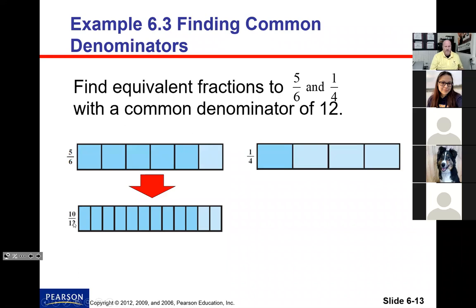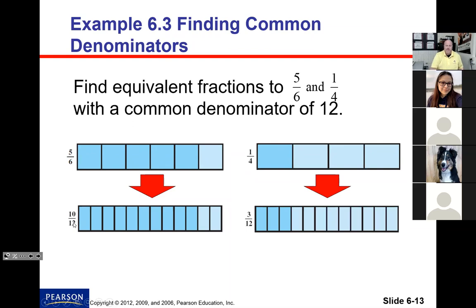What about a quarter? We break this down into 12s again. You can see we break it down into 12s, but this one we only shade 3/12, right? Because that's the part that matches above it. Does that make sense? Hopefully.